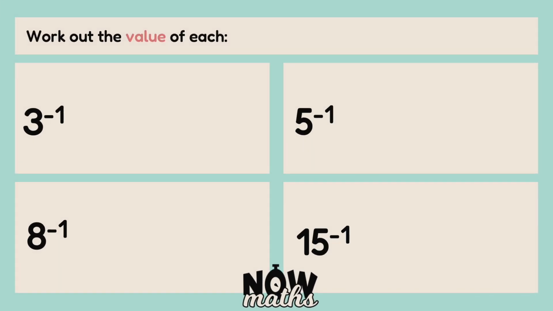Firstly, we'll start by looking at how to raise different numbers to the power of -1. Raising to the power of -1 finds the reciprocal of the number, and to find the reciprocal of a number, we divide 1 by the number. So for example, 3 to the power of -1 is 1 divided by 3, which we can write as 1 over 3. For 5 to the power of -1, we work out the reciprocal of 5, which is 1 divided by 5, or 1 over 5.